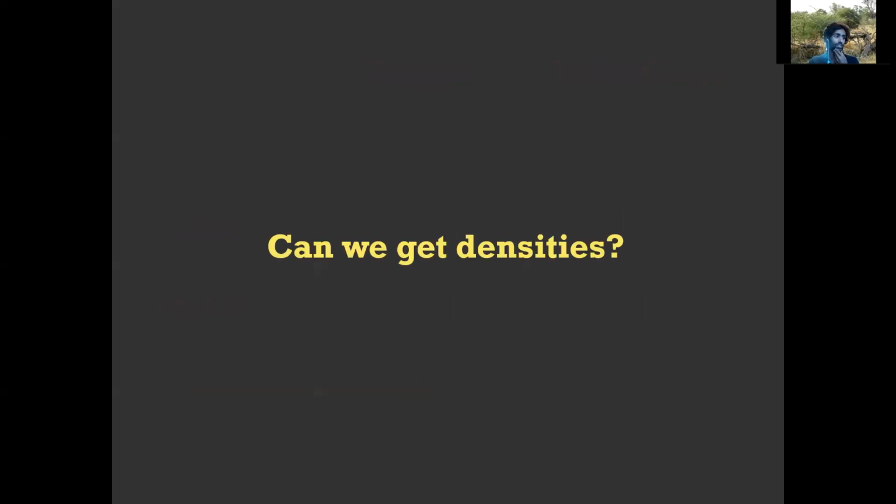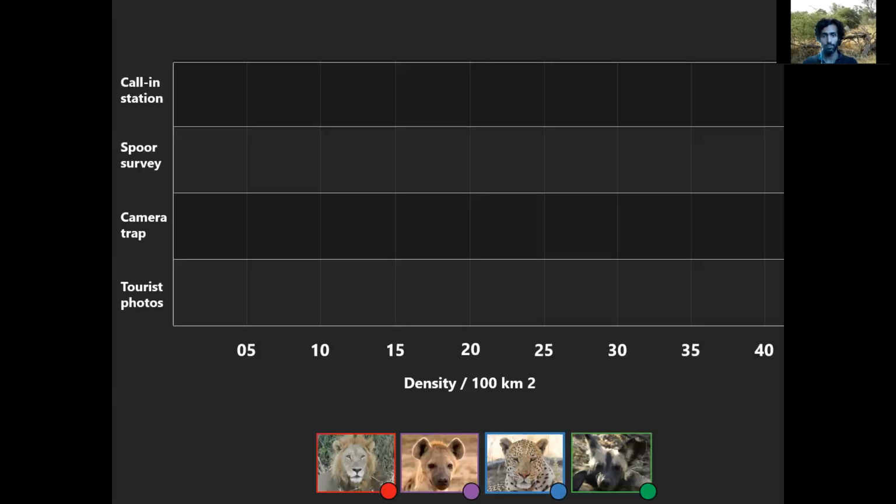So the next question is, when we put all of that information into those statistical models, will the model work or will it fail? And if it does work, can we trust the numbers that it's given us? Because if they're wacky estimates, it's not good to anyone, right? So we wanted to validate our approach against those other commonly used survey approaches: camera traps, track surveys, call-in stations.